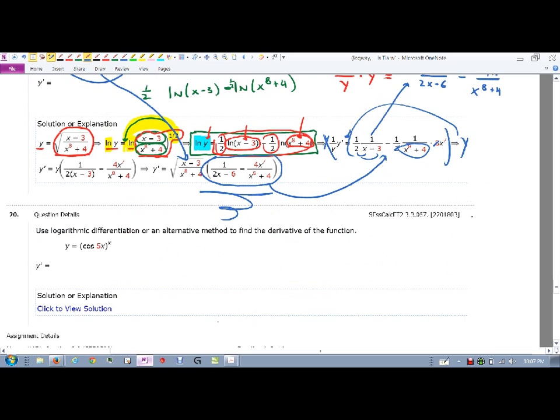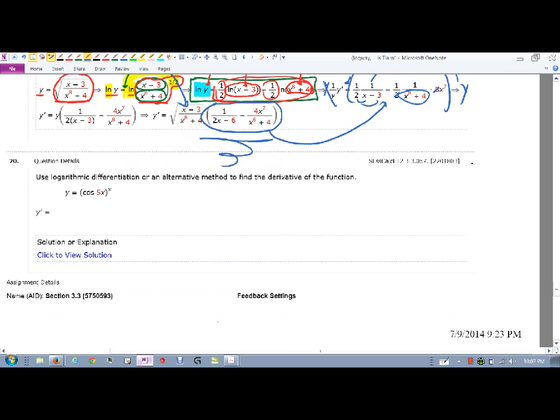Okay. Use logarithmic differentiation or an alternative method to find the derivative of this. So this one is kind of tricky, but I'm going to work it all the way out. I'm going to take natural log on both sides. And then I'm going to use the property of logs that this can come out front. So my next line is natural log y equals x natural log cosine 5x. And now I'm ready to take the derivative on both sides.